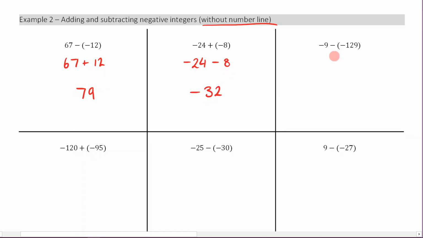We come over here. This time I'm going to rewrite it as negative 9 plus 129 because I am minusing a negative, and I know when that occurs it becomes a positive. And now once I do this, it's going to be 120 as my answer.